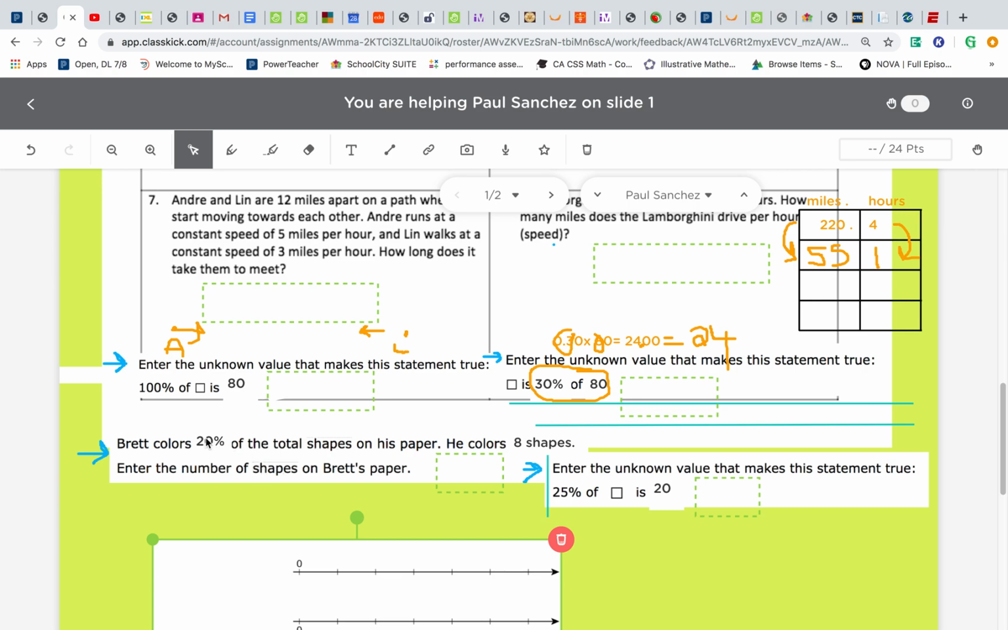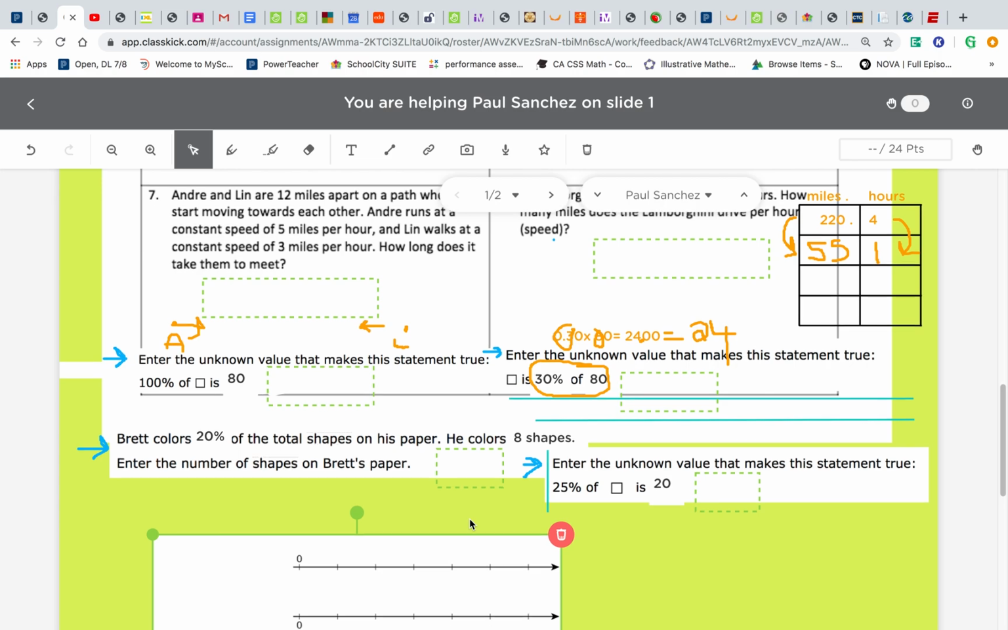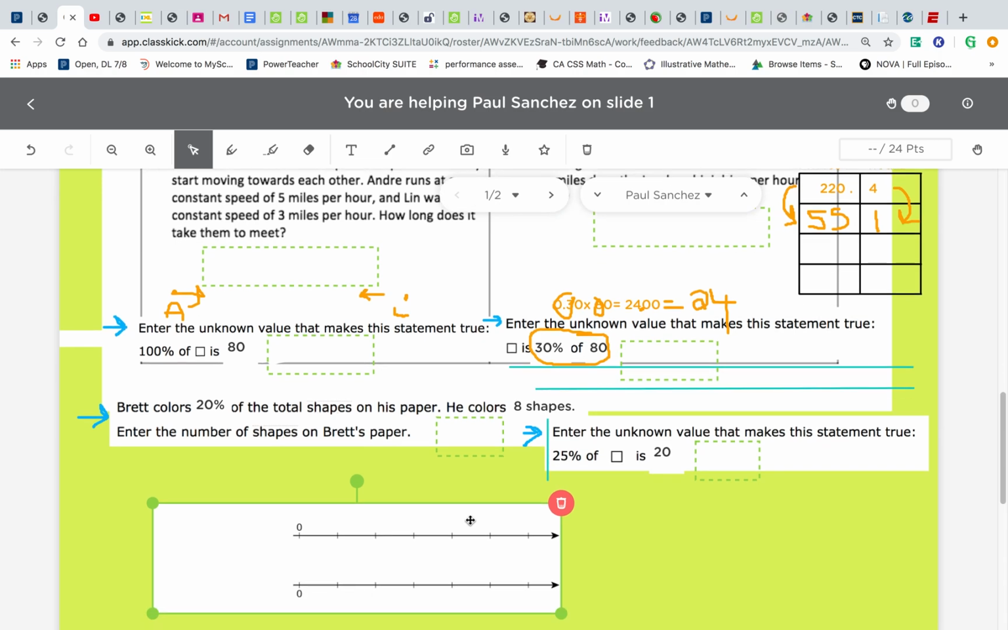If we know 20%, how can we jump from 20% to 100%? Well, you just do 20 times 5, and that'll give you 100%. So then we've got to do this one times 5. 8 times 5 is 40. All right, so you could have used a double number line or table, but some of them you can kind of do in your head a little bit as well.